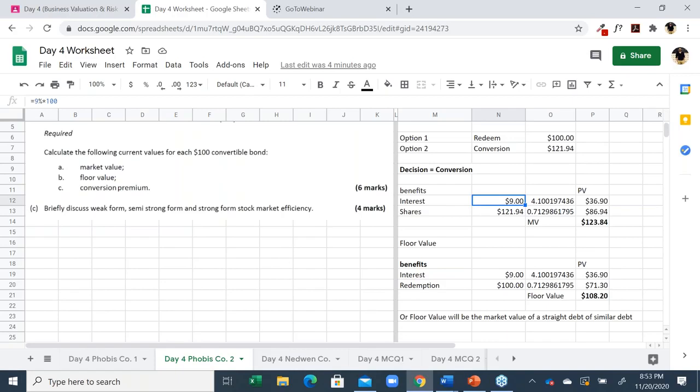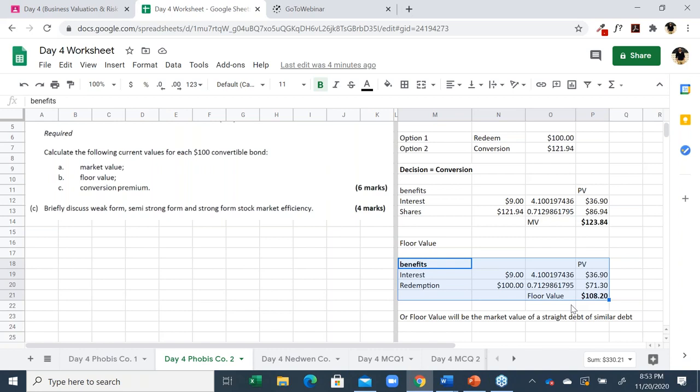But in case we do not have a similar type of debt, then this is how we calculate the floor value of a convertible debenture. That's how we calculate it. This is a theoretical model. That's the theoretical model of calculating floor value of a convertible debenture. The practical method is the actual market price of a straight debt. I hope it's clear for everyone.